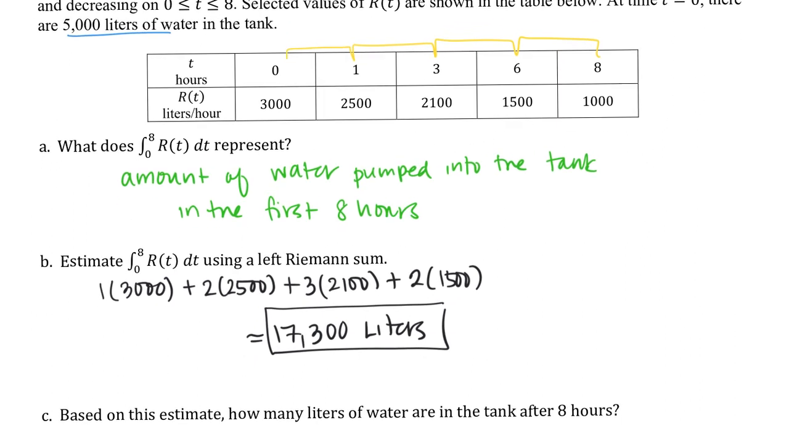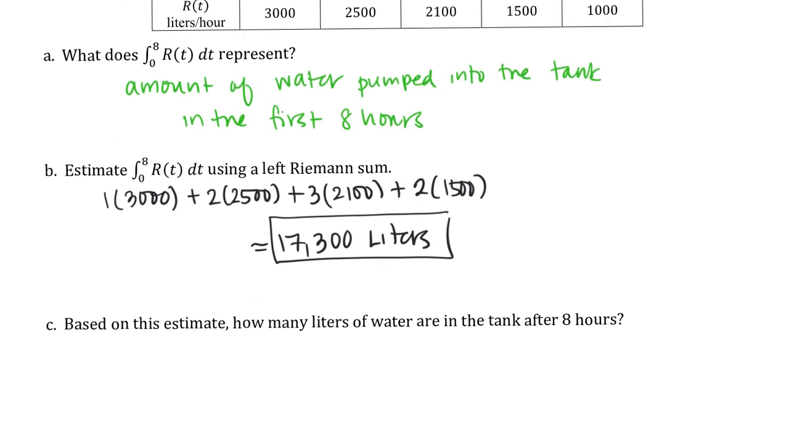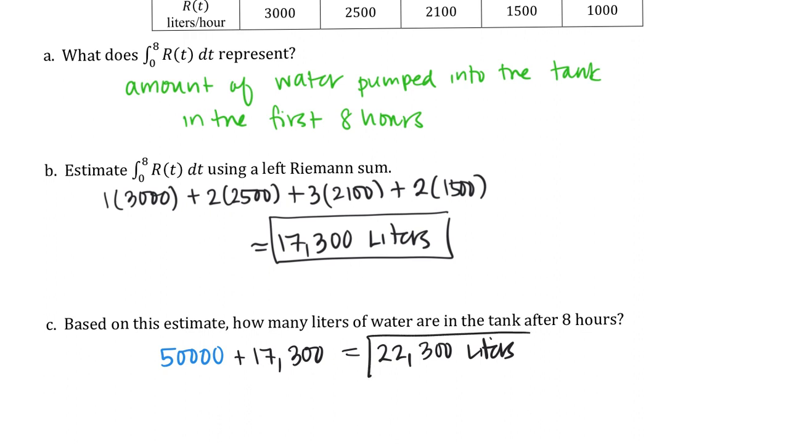Okay, last question says, based on this estimate, how many liters of water are in the tank after 8 hours? Well, we added 17,300, but we did start with 5,000. So this is 5,000 that we started with, plus the net change in those 8 hours is positive 17,300. So we ended up with 22,300 liters of water approximately in the tank after 8 hours.